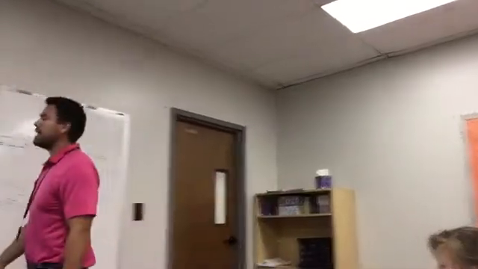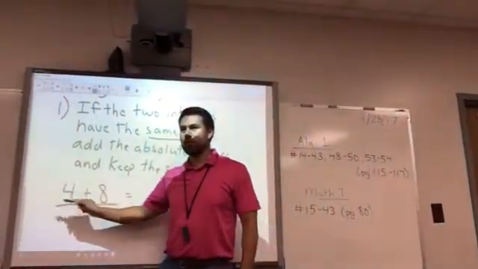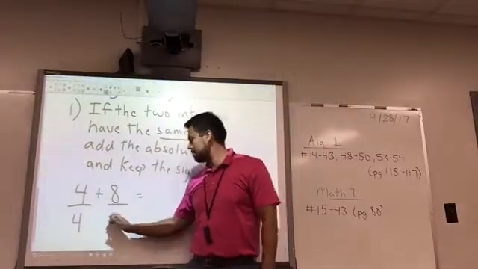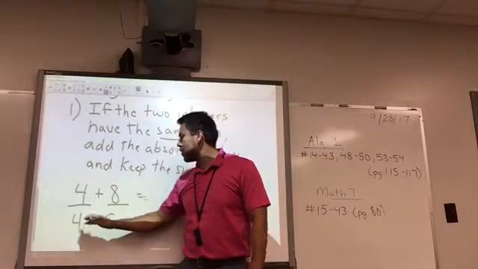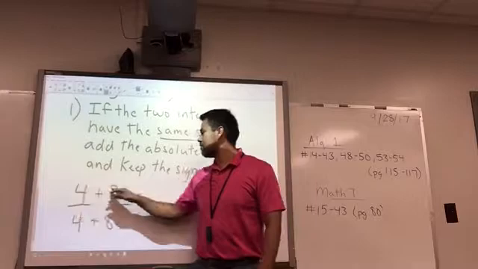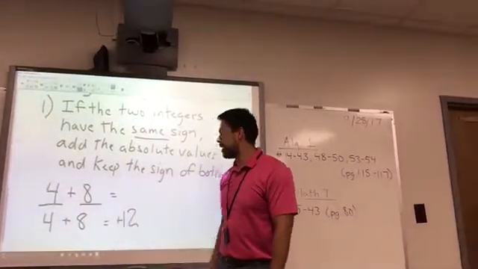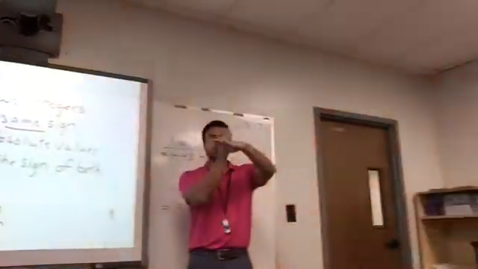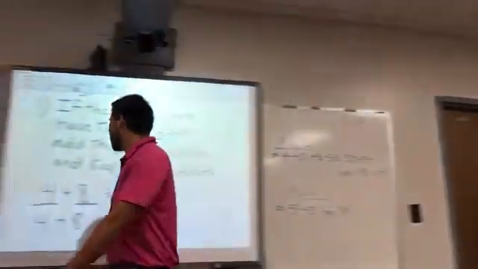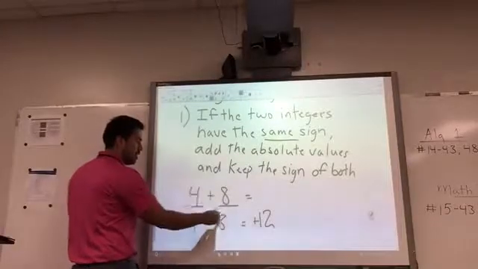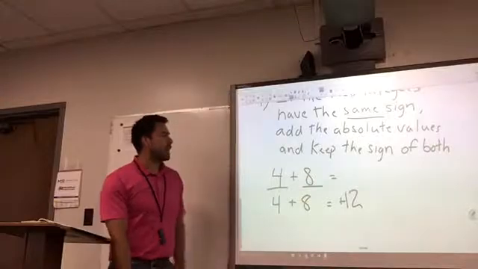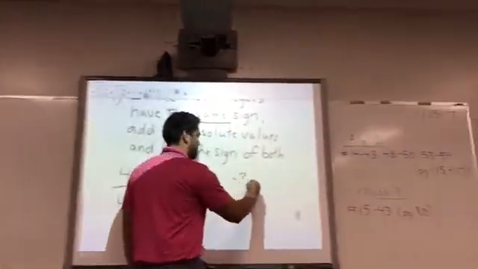All right. What is the absolute value of 4? 4. What's the absolute value of 8? 8. You add those two absolute values together and you get 12. And then what was the sign of both of these? So you keep it positive. You don't have to write the symbol for positive. I'm doing that so you understand what we're talking about. So all we did was get the absolute values of these two, add them, get 12, and keep the same sign. Okay, that also applies for negatives.